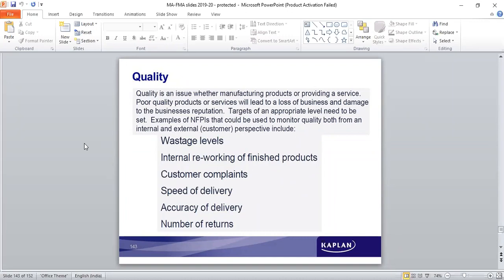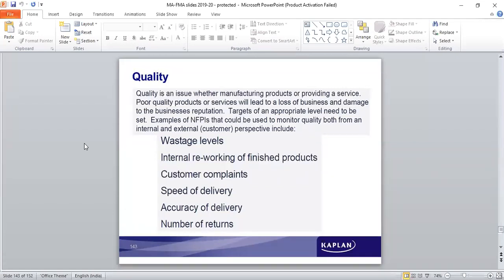Minimizing customer complaints, taking up the delivery at a faster pace, speed of delivery, accuracy of delivery, number of returns. Some more things are flexibility to the customer, customization, delivering at the convenient location of the customer. So taking up certain things.